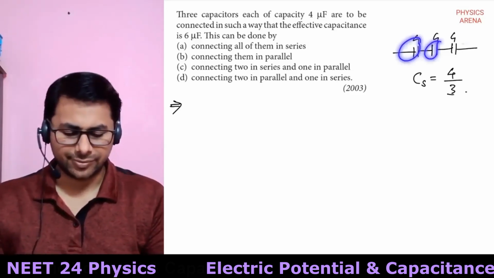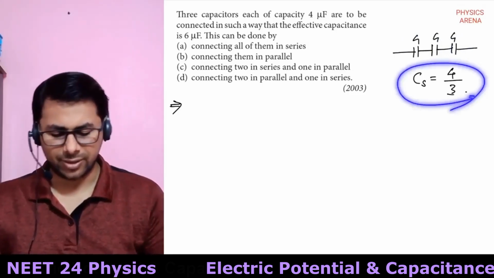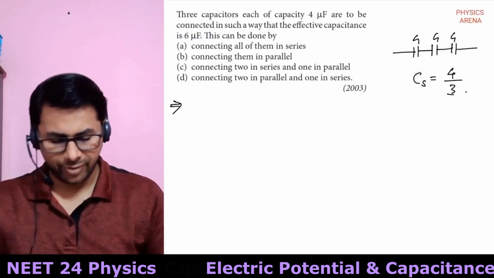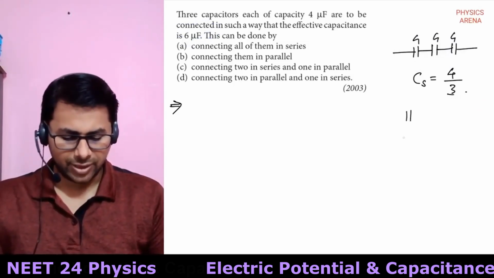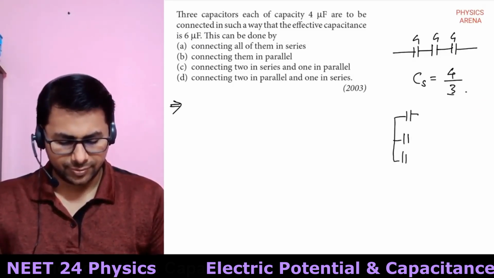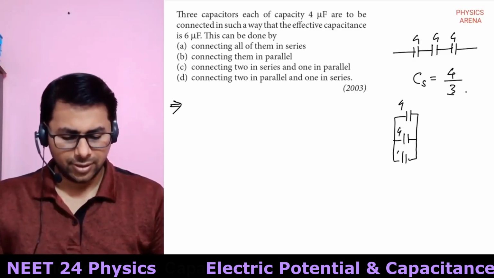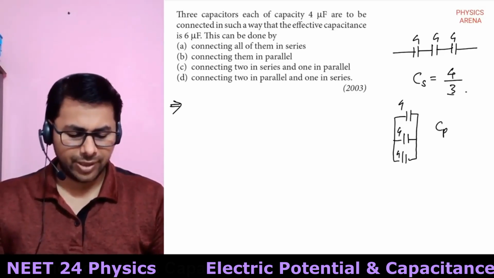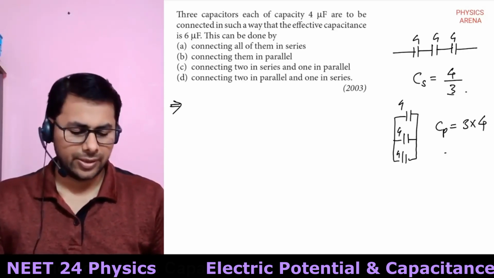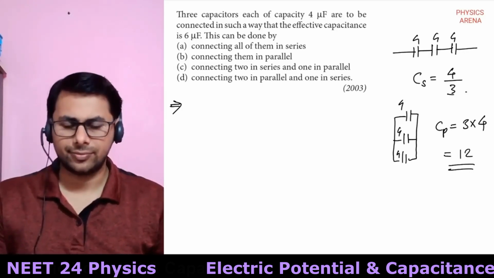You got this? Yes, no? Okay, so CS is 4 by 3. No, you don't want 4 by 3, you want 6 microfarad. Okay, if you connect them in parallel, 1, 2, 3, parallel. Okay, so what will be equivalent? CP equals 3 times whatever is the capacitance, 4. So that is 12. We don't want 12 also.